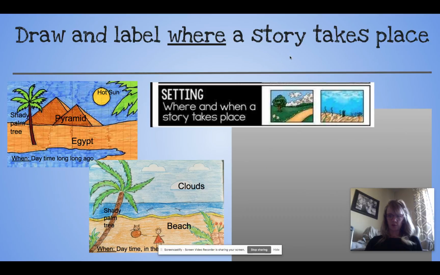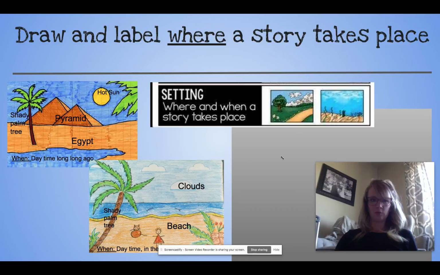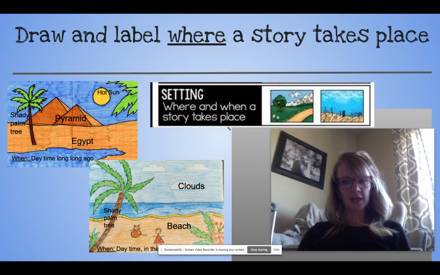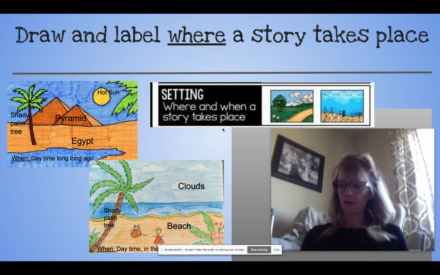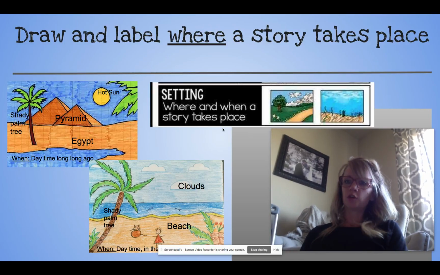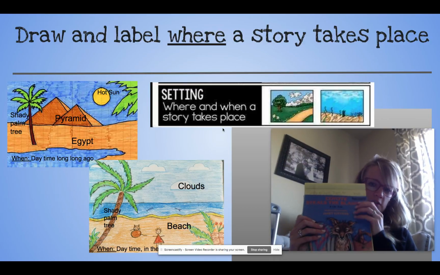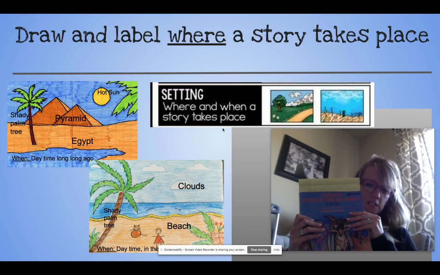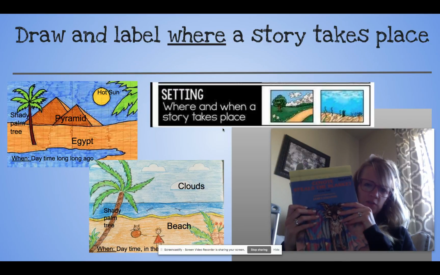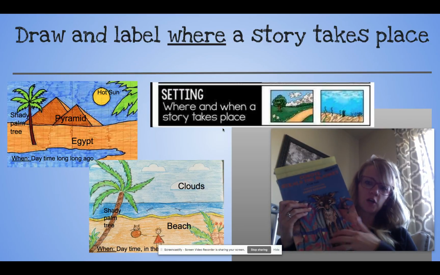So here's the fun part. You get to label and draw. First draw, then label the setting of a story you've recently read. So here's the one that I did. We recently read Coyote Steals the Blanket, a Ute Tale by Janet Stevens. And I love the setting of this text because the pictures, the colors are beautiful.